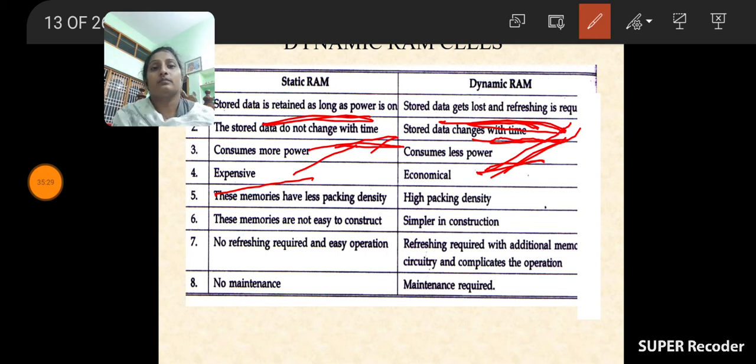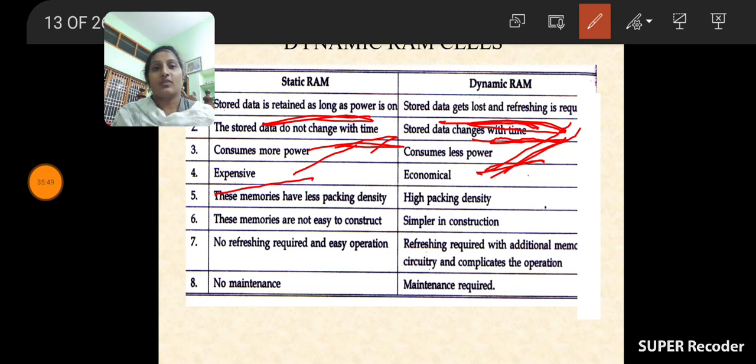Is it clear? And for the static RAM, no maintenance is there. For the dynamic RAM, maintenance is required, like pen drives, hard drives, etc. For the static RAM, it is inside the device, so no maintenance is required. So which one is costly? The static one is costly. Which one requires much more power? Static, much more power.